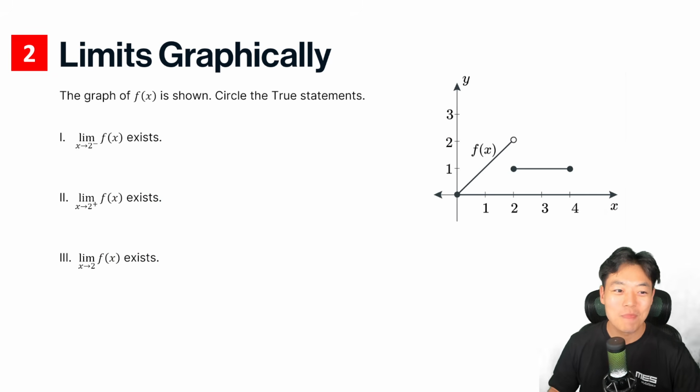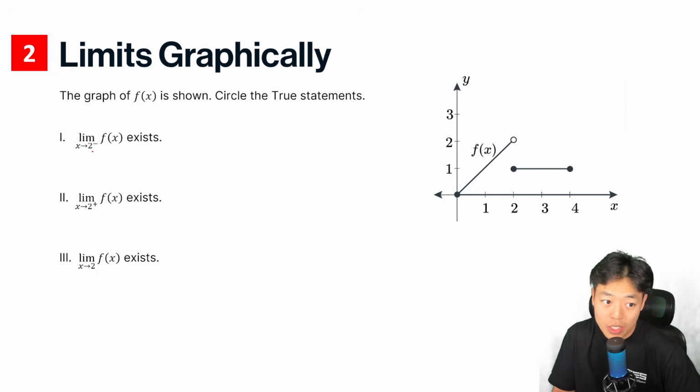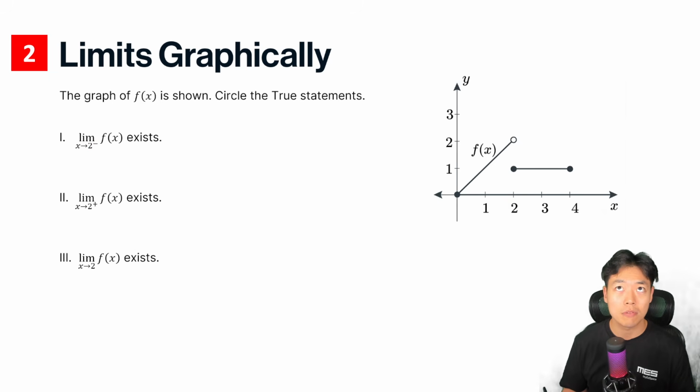Let's try a couple more. The graph of f of x is shown. Circle the true statements. The limit of f of x. Oh, now we're dealing with some new notation here. As x approaches 2. And what do you think this negative means? When you have a negative, what do you think of? The left side of an axis. That's correct. We are approaching 2 from the left side.